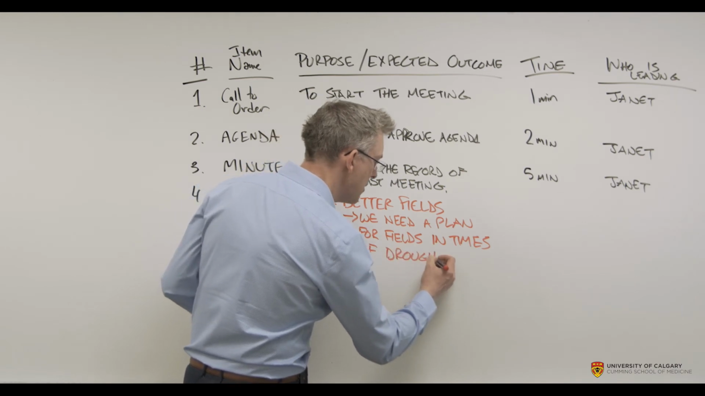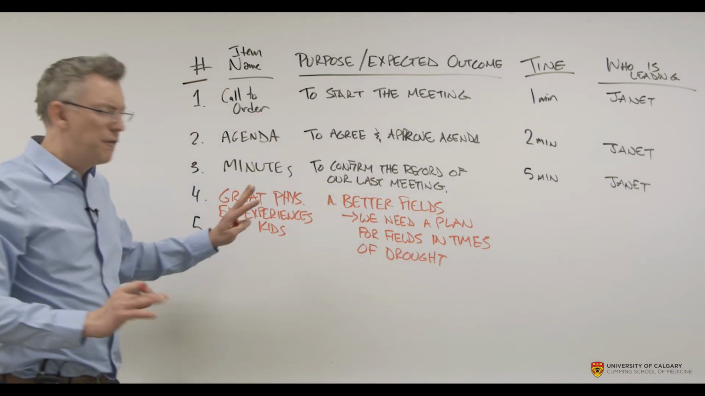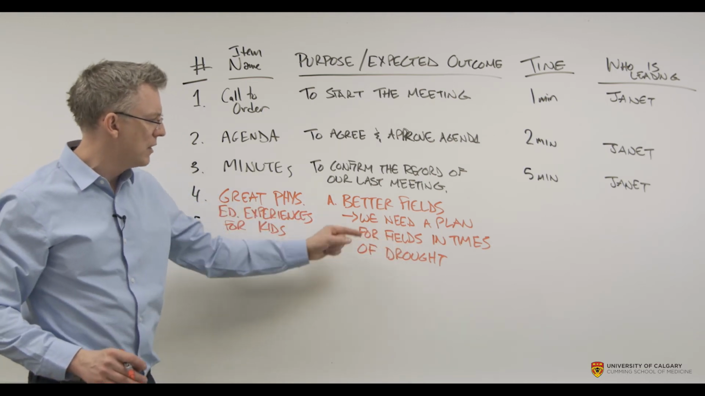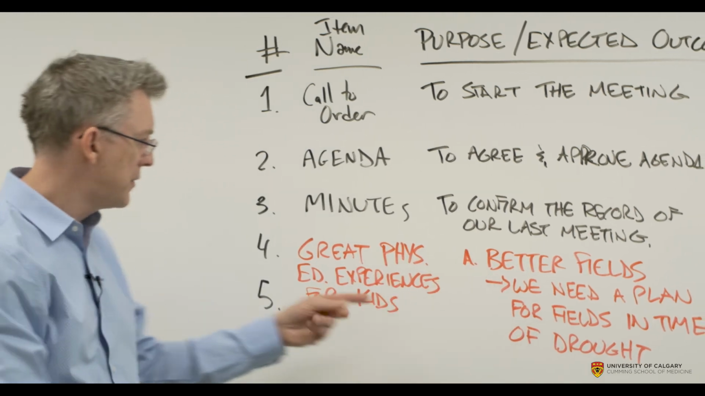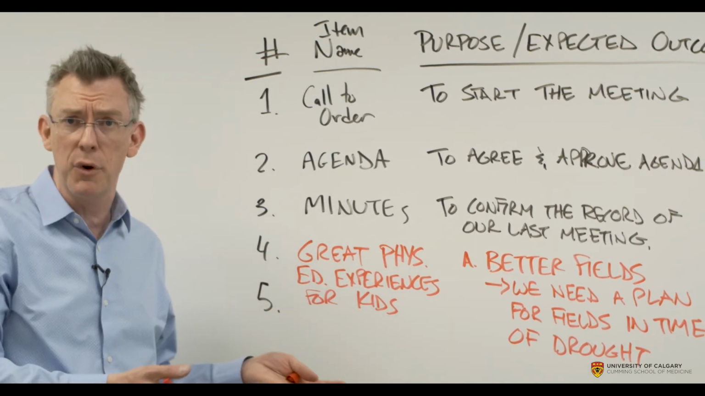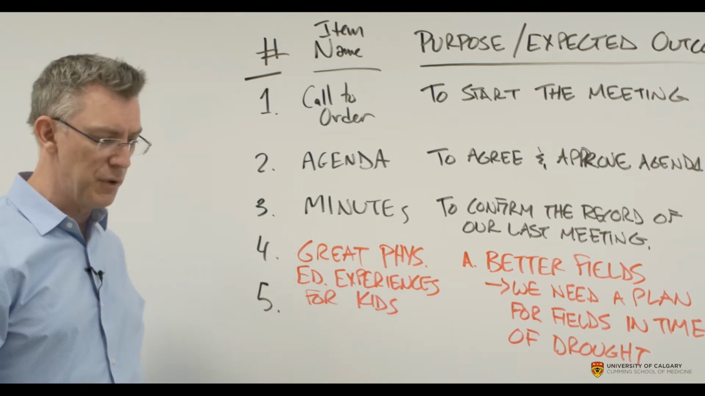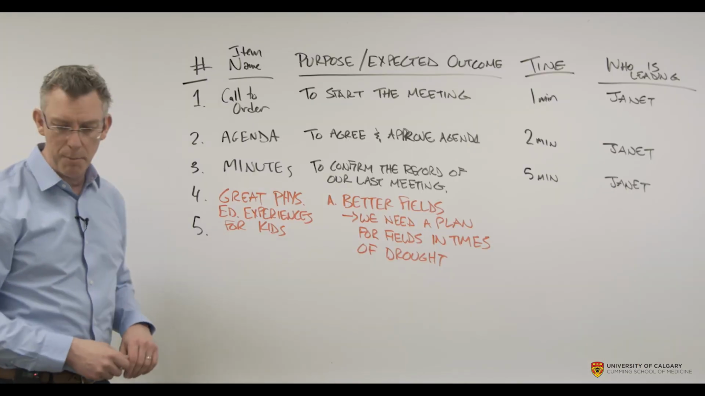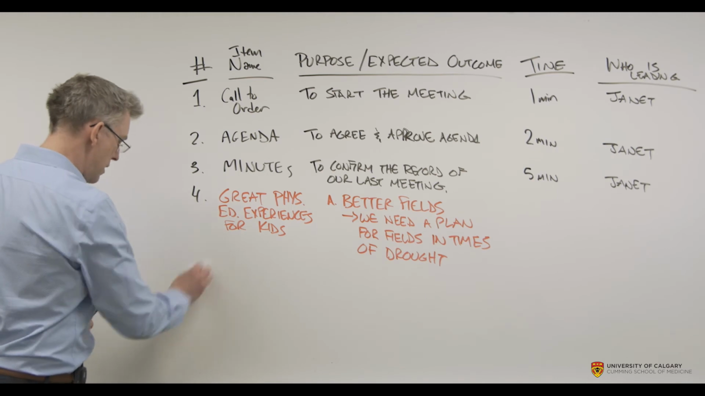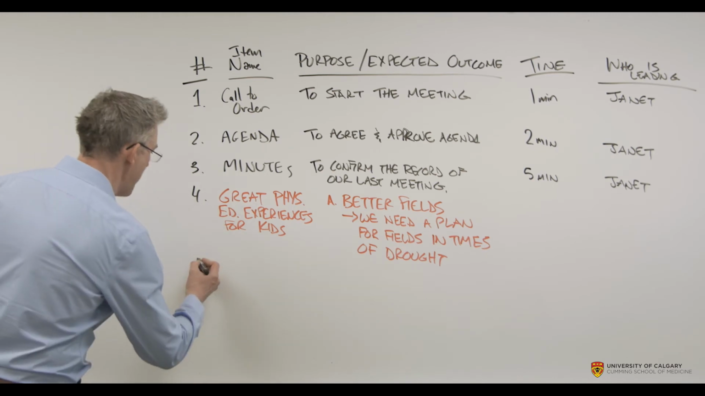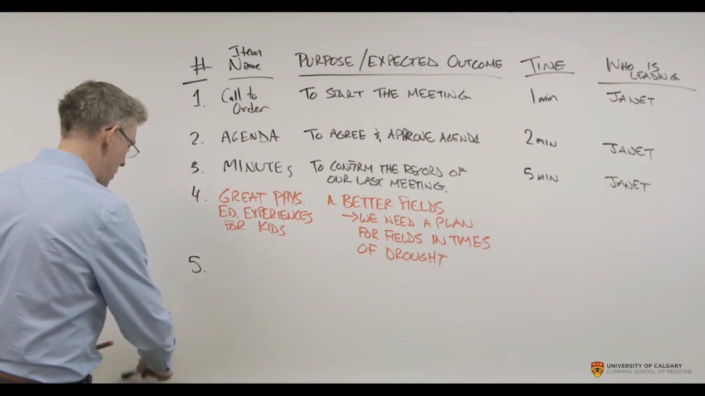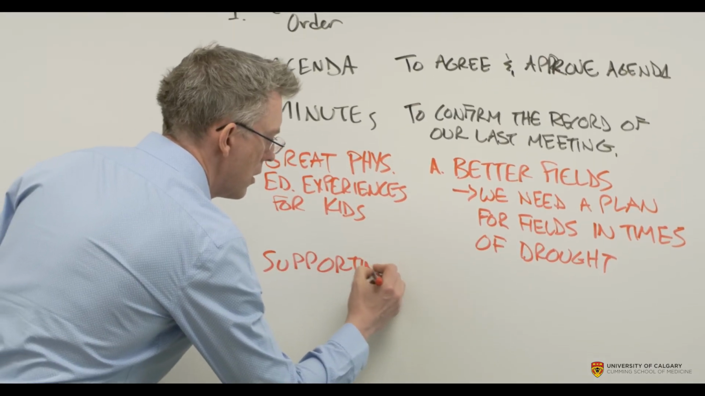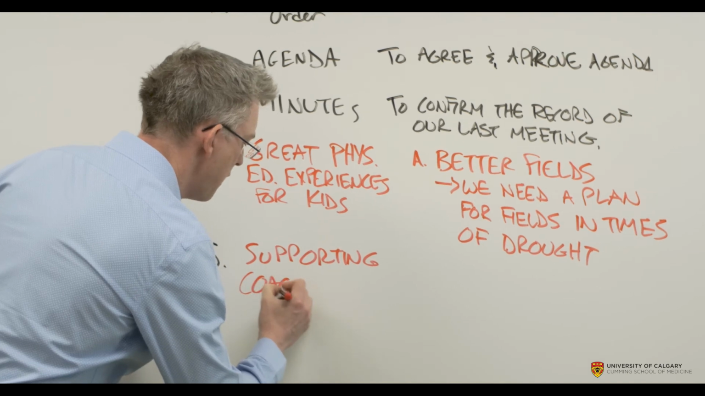And so then you actually make it super clear. The reason you're talking about fields and drought is because we want good fields for our kids, because that's part of creating a great physical education experience for kids. And let's say maybe you've got a few more pieces to item number 4. But then item number 5, we talked about was supporting coaches and volunteers.